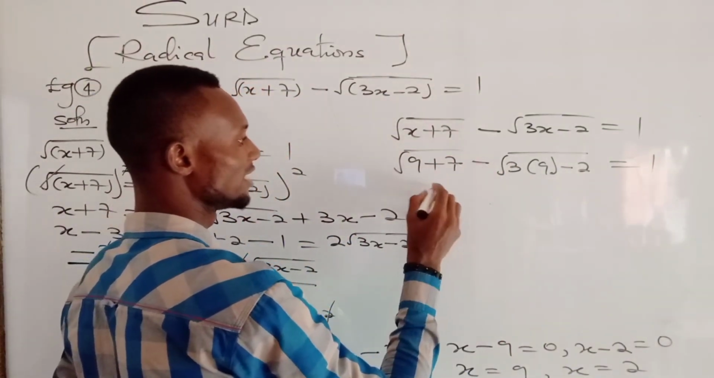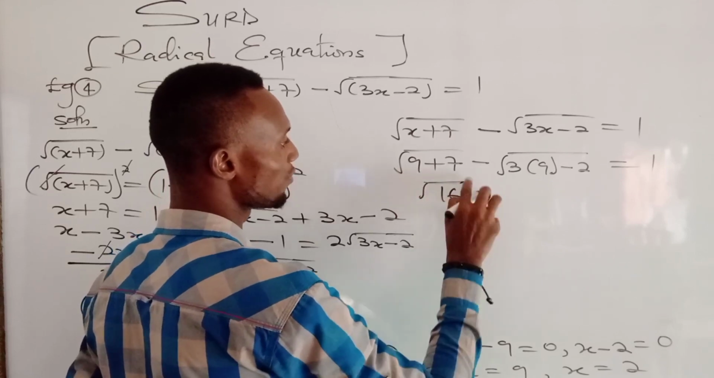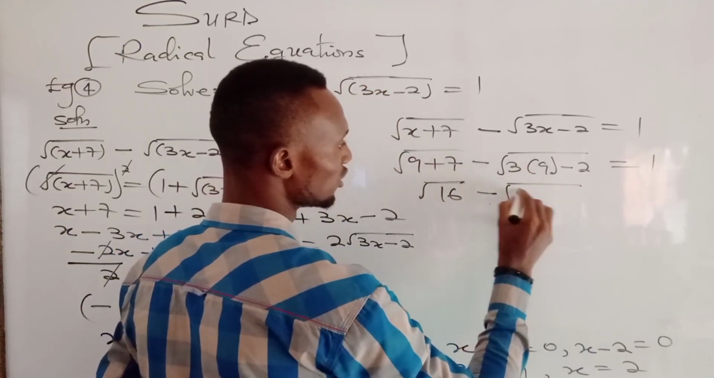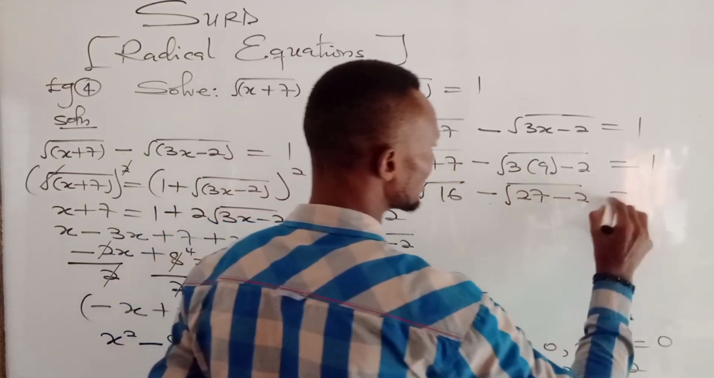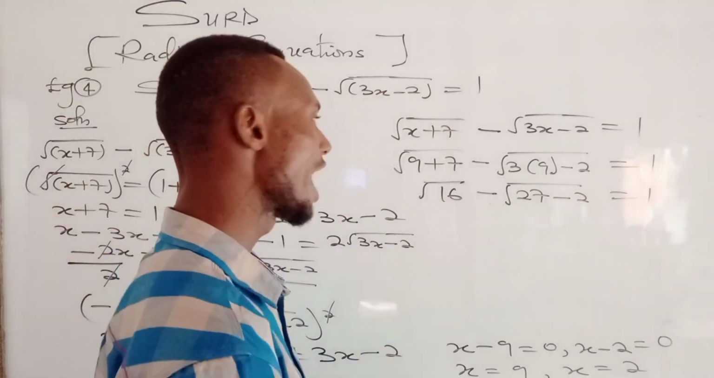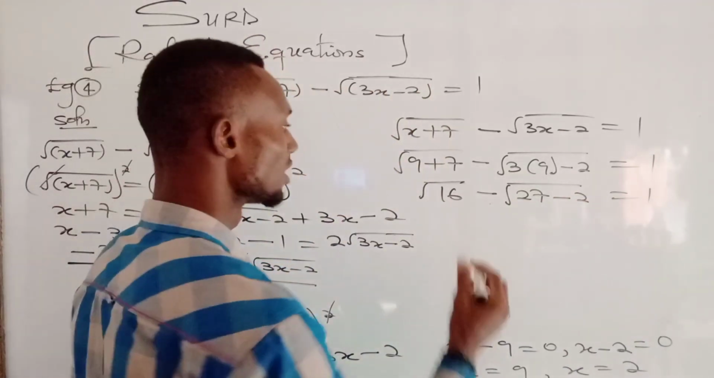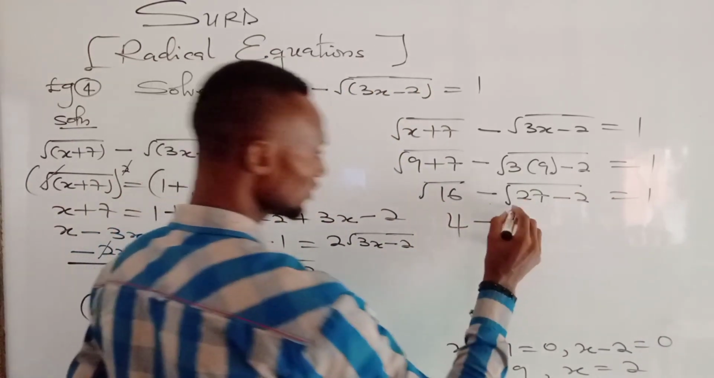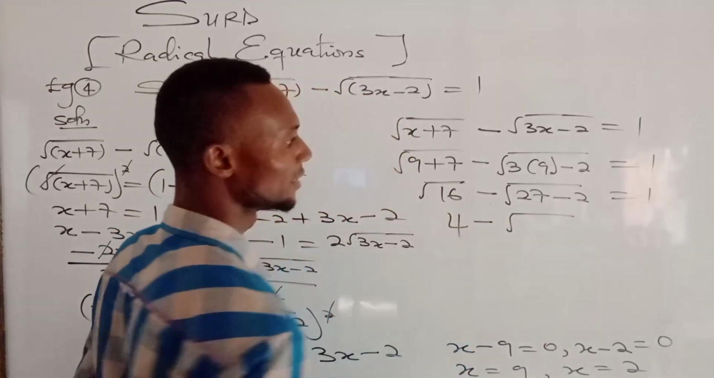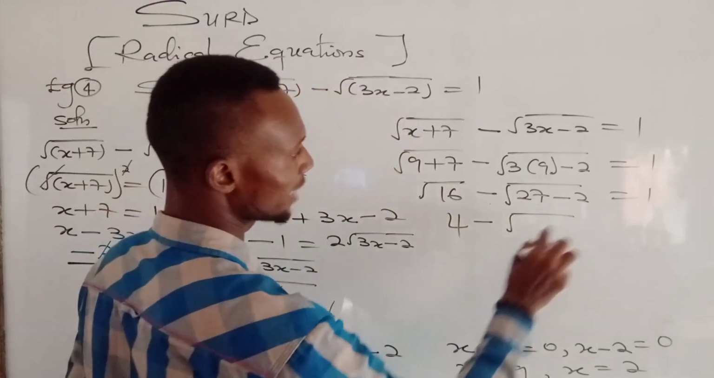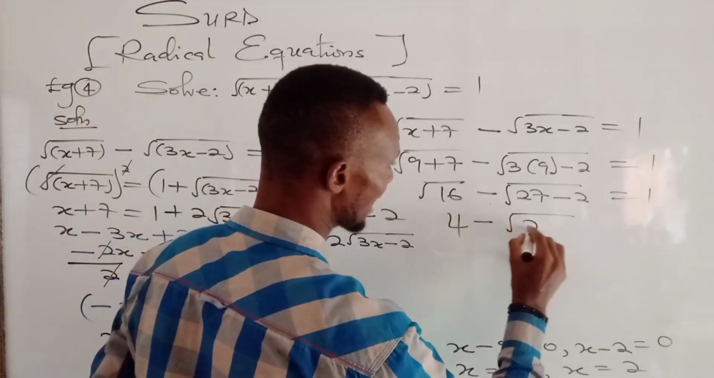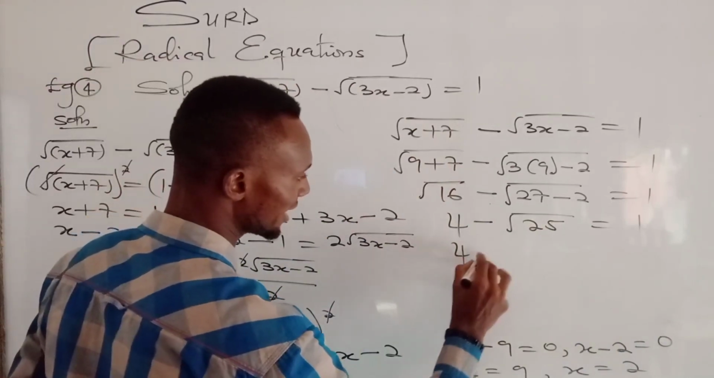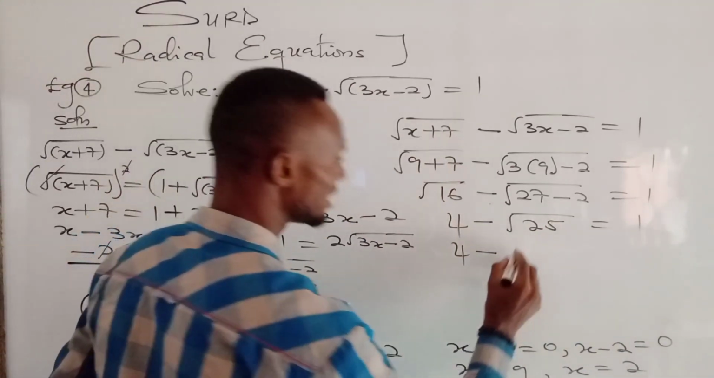Square root of 9 plus 7 gives square root of 16, and I hope you agree with me, minus square root of 3 times 9, 27 minus 2, should give us 1. I hope you understand and agree with me up to this point. Square root of 16 gives 4, so I'll write my 4 minus square root of 27 minus 2, which gives 25, should give us 1. So I repeat my 4 here minus square root of 25, which gives me 5, equals 1.